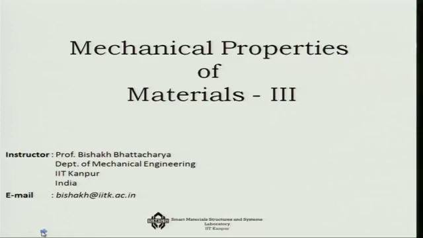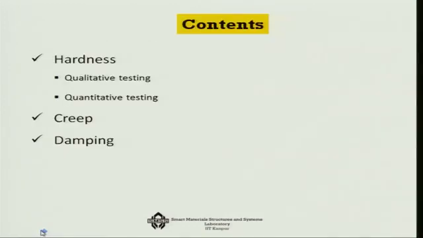In the final series of mechanical properties of materials, I have chosen three very important properties. One is hardness, where I will explain how we do the qualitative testing as well as the quantitative testing of hardness, and what is the relationship between hardness and strength, which is very important in the design of a system. Secondly, I will talk about creep, and finally, I will talk about damping. So, these are the three important mechanical properties which we will cover in this final series.